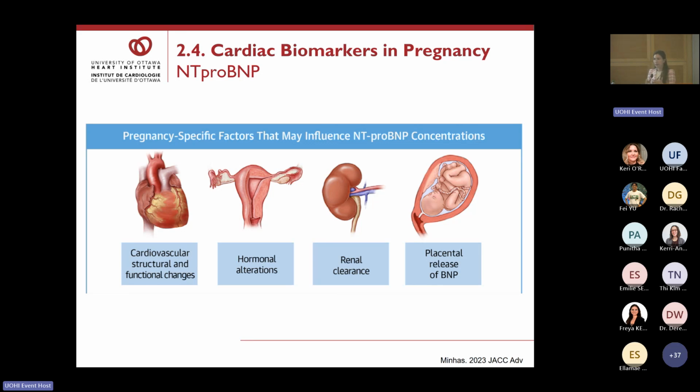Certainly, we talked about the volume expansion, so it's not surprising that there might be a small rise in NT-proBNP. Hormones and renal clearance are also going to affect its level. And what a lot of people don't know is that actually the placenta secretes BNP. So we probably should stay away from measuring BNP to avoid confounding.